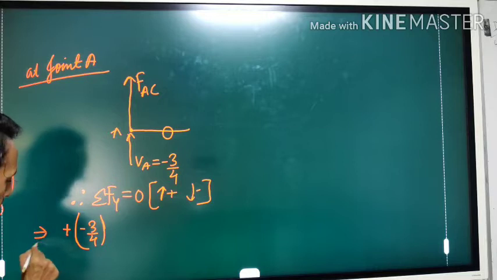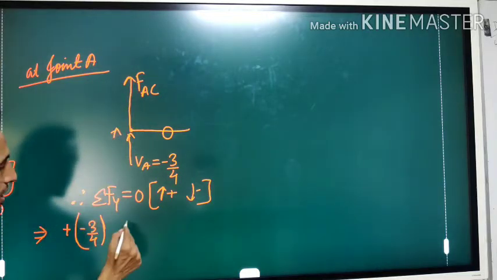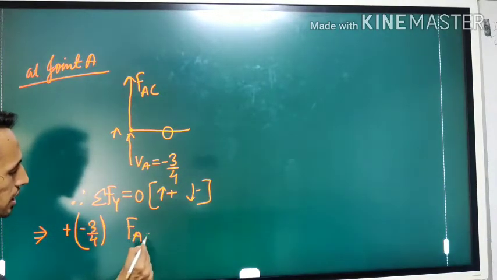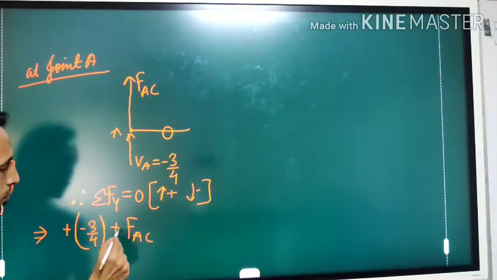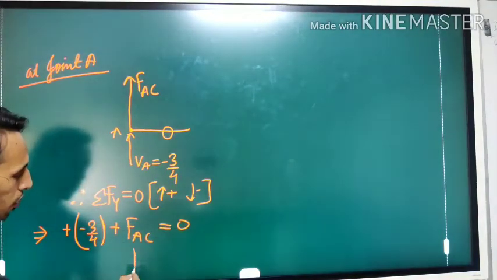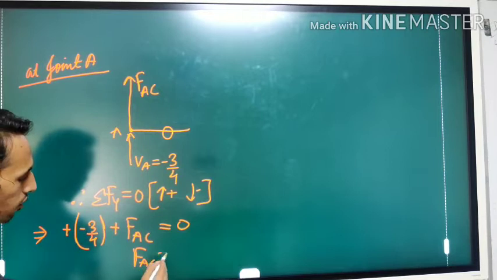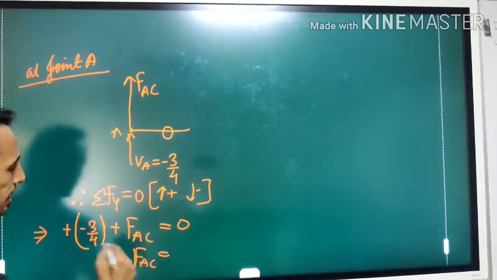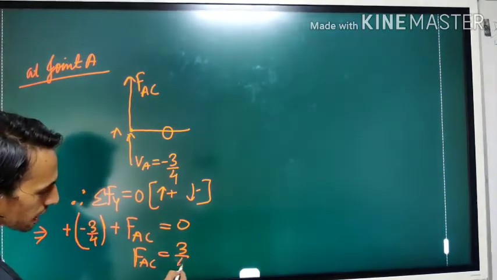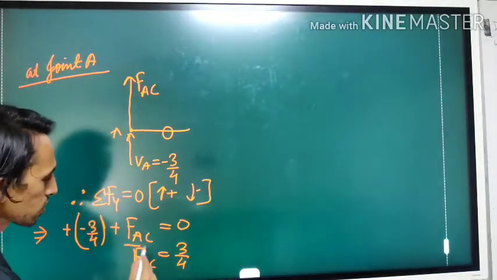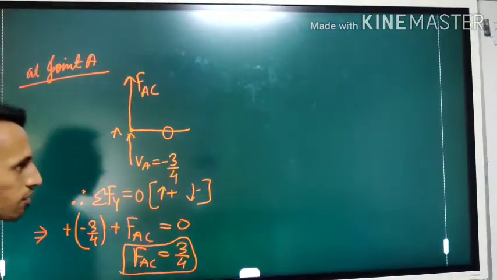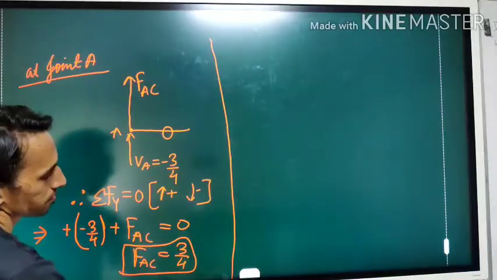Okay, so what else is there? FAC, what is its direction? Its direction is also upward, so positive. So from here you can find out that the value of FAC is nothing but 3 by 4 unit. So you have calculated one value.